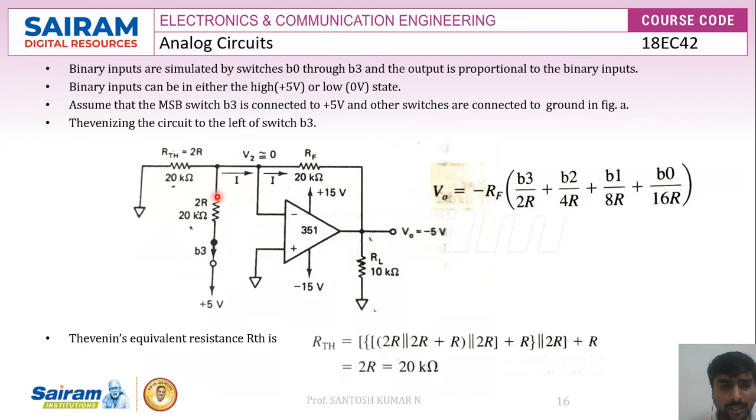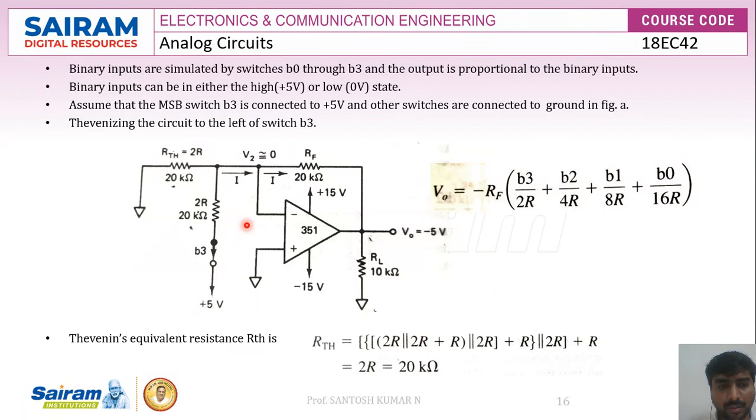So the total current flowing through this particular circuit will be only because of this resistor or this particular bit. So here the voltage we apply is 5 volts. 5 minus 0 divided by 20k is the current I. So we get 5 divided by 20k will be equal to 0.25 milliamps. So 0.25 milliamps will be the total current I.